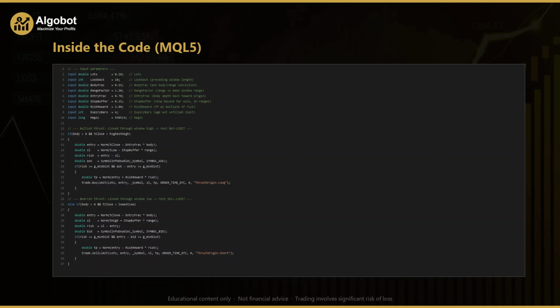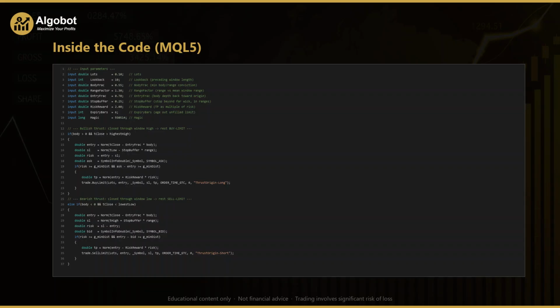The first handles the bullish thrust. The condition checks that the body is positive, meaning the candle closed higher than it opened, and that the close pushed above the highest high of the window. When that is true, the code computes the entry by stepping back from the close by the entry fraction of the body, sets the stop just below the thrust low minus the buffer, and calculates the take profit using the risk-reward multiple. It then places a buy limit order with those levels.